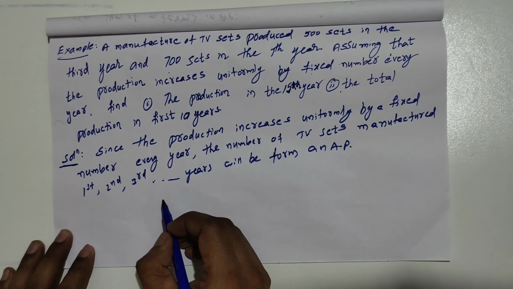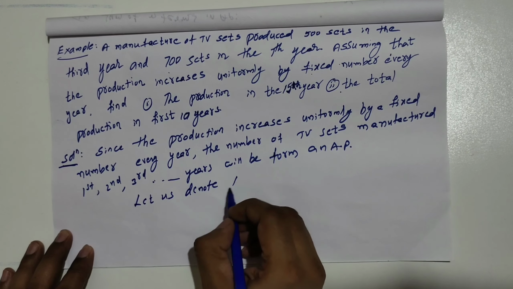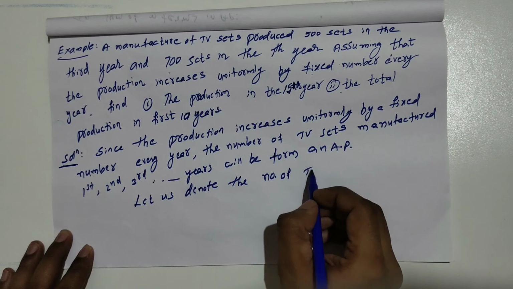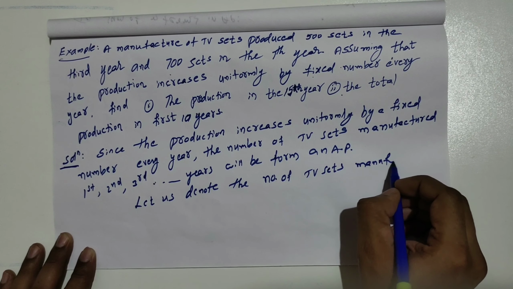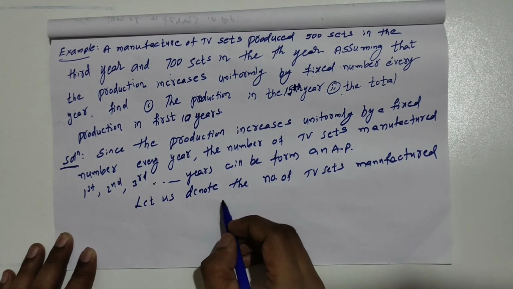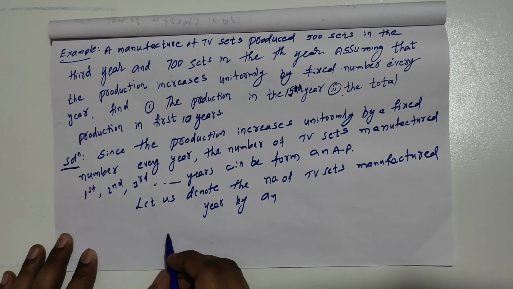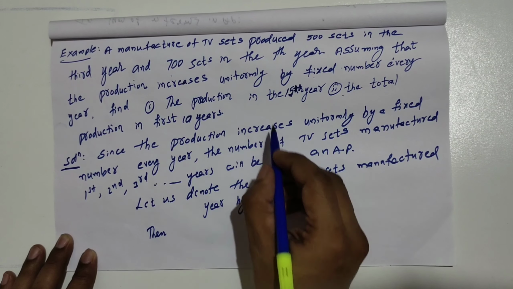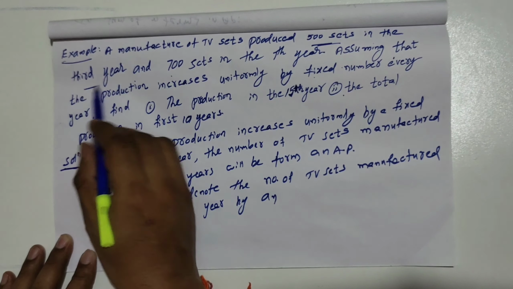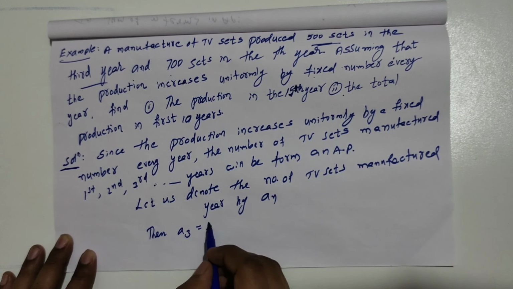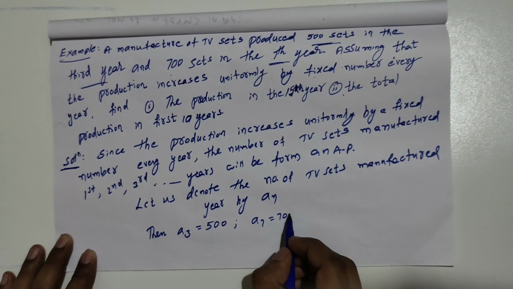Now let us denote the number of TV sets manufactured in the nth year by an. Then, 500 sets in the third year, that is you can write a3 is equal to 500, and in a similar way, 7th year 700, that is a7 is equal to 700.